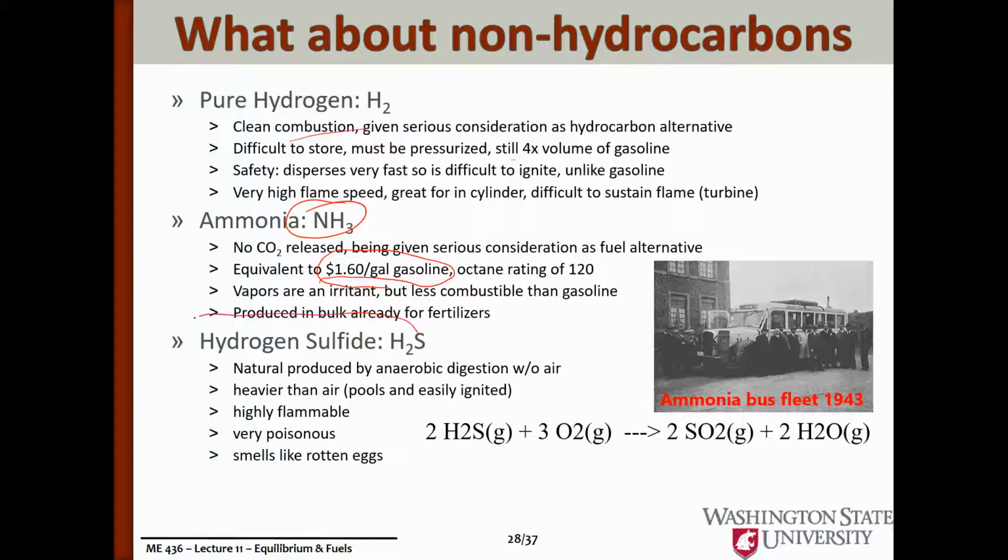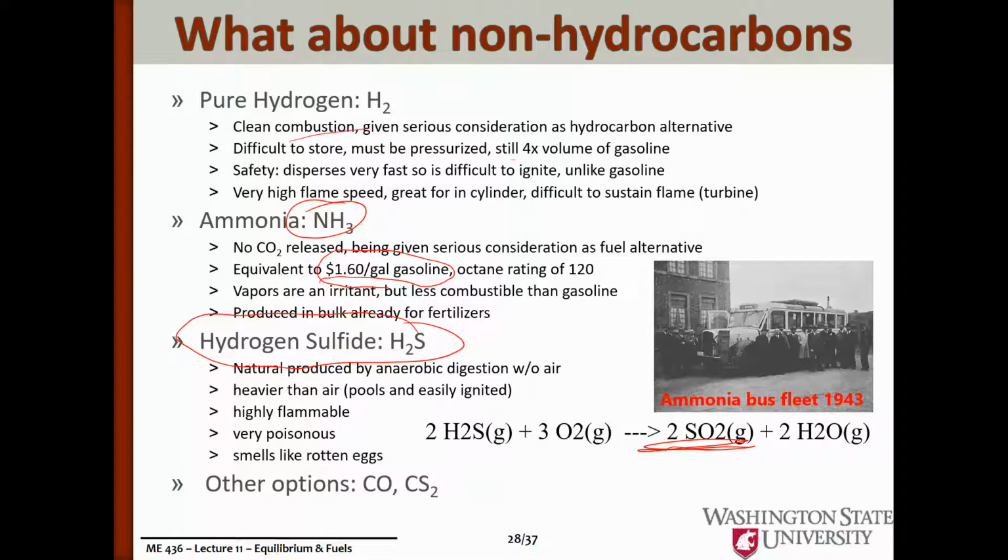Hydrogen sulfide. This one's a bit more exotic. It also does not produce any CO2, and we can make it really easy. There's a lot of microorganisms that produce this all on their own, so it's something we can make out of biofuels really quickly. The problem really here is the sulfur dioxide is nasty stuff. It's poisonous. It smells like rotten eggs because of the sulfur. So not a fuel choice that we're going to go with anytime soon.